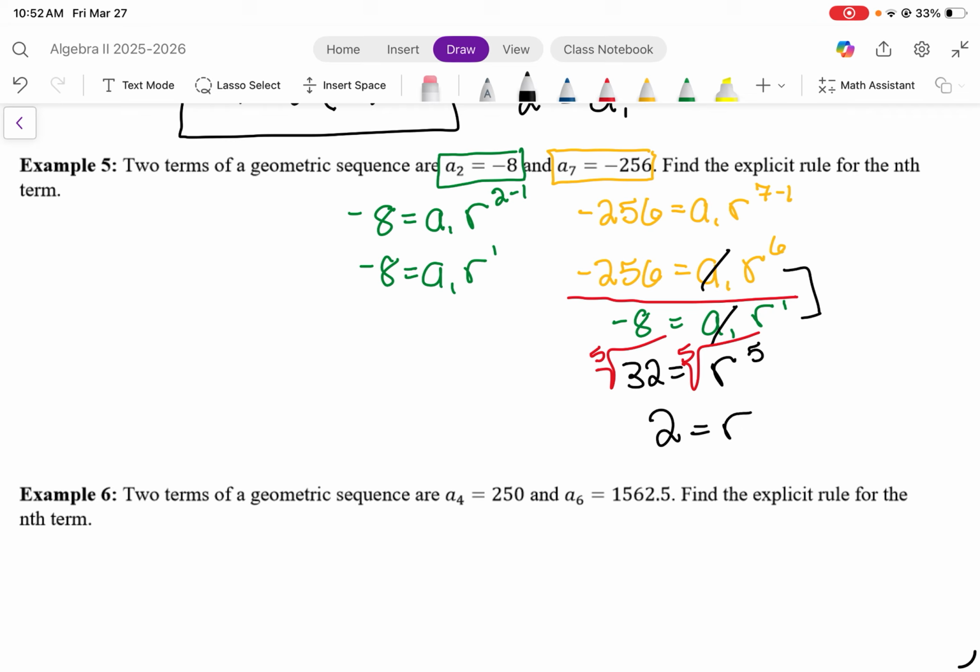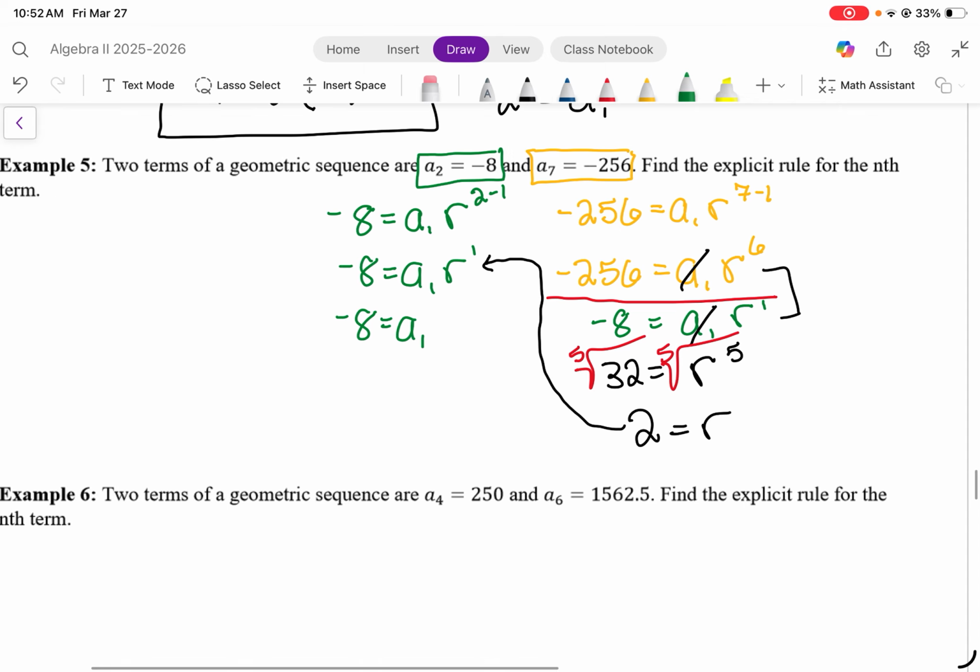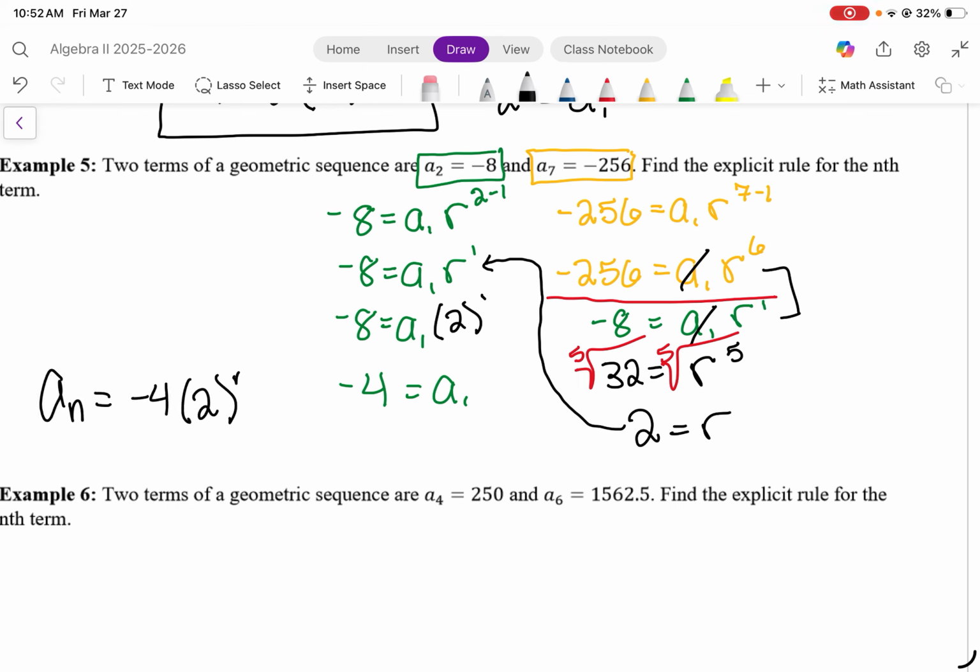Sometimes these ratios are going to be decimals, and that is okay, because as we saw in our previous ones, we did have r values that were not whole numbers. Okay, now that I know that r is equal to 2, I can plug it into my other equation. So I'll have negative 8 equals a sub 1 times 2 to the power of 1, which is just 2. So I'm going to divide both sides by 2, and that will give me my a sub 1 value of negative 4. Now I know my common ratio and my first term, I can write my explicit rule. A sub n equals negative 4 times 2 to the power of n minus 1. And that's my answer.